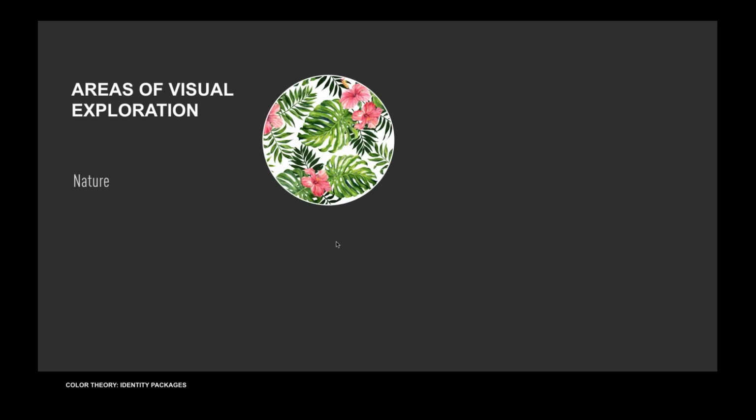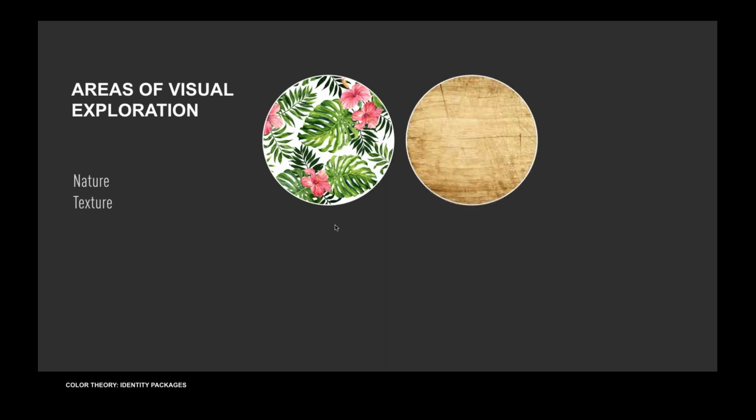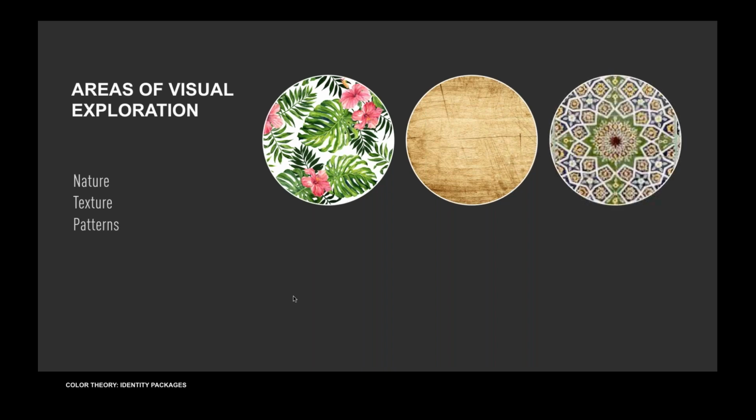Wood, foliage, sky, clouds. There are all kinds of things that you may consider part of your brand. Texture: wood, stone, bark, gravel, sand, all kinds of things that you can use as background elements that also will tell a bit of the story of your brand.